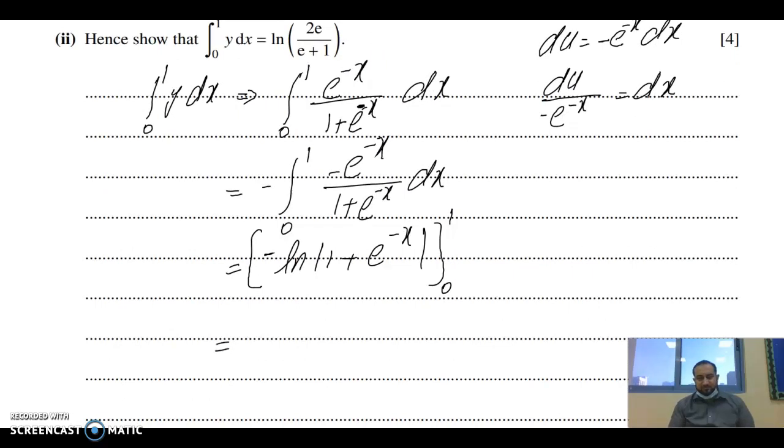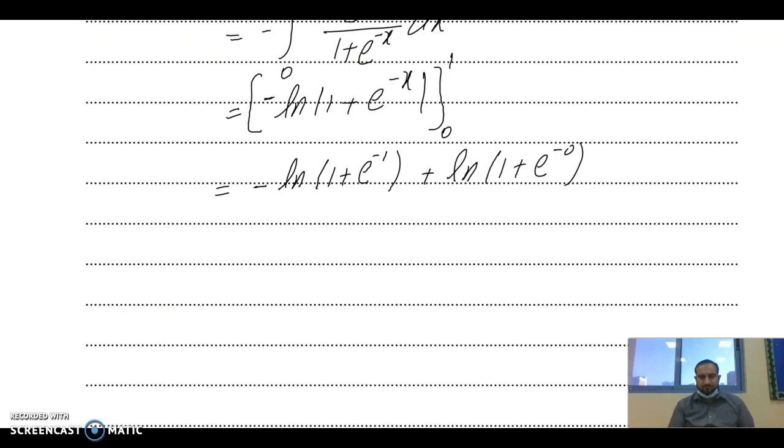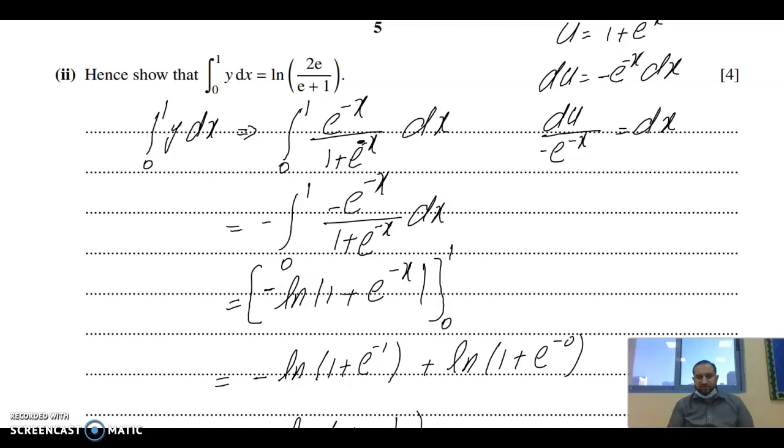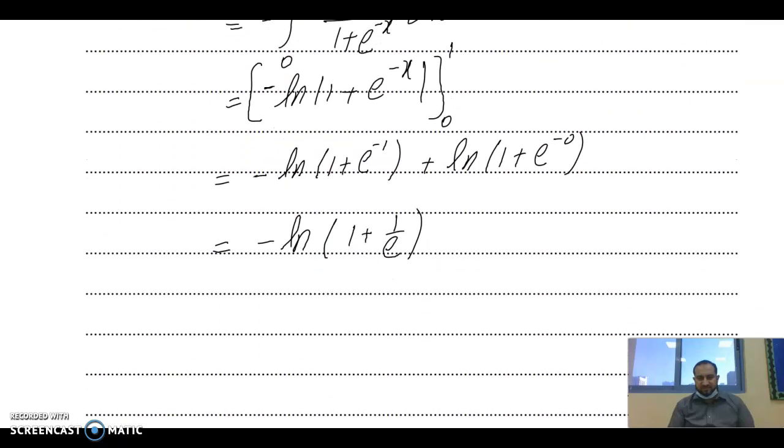So now we will replace the limits over here. So minus ln of 1 plus e to the power minus 1, and then minus and minus gives plus ln of 1 plus e to the power of minus 0. So this will be written as minus ln of 1 plus 1 over e, and we need to prove 2e over e plus 1.